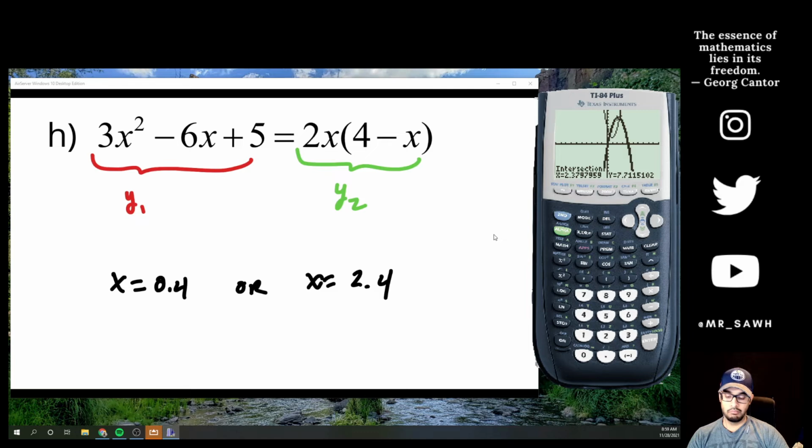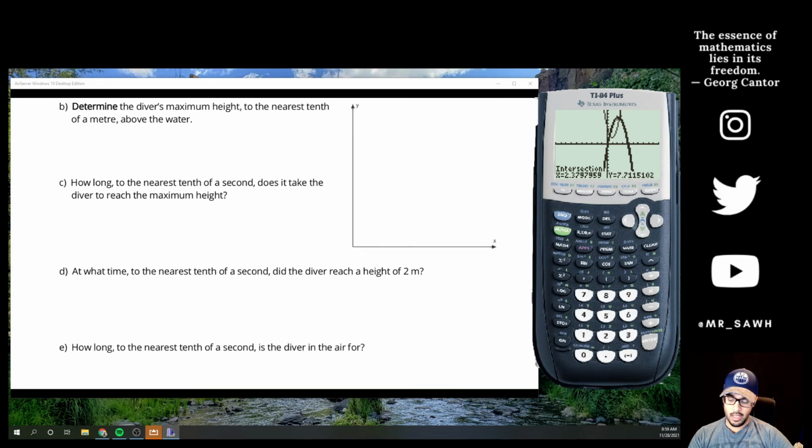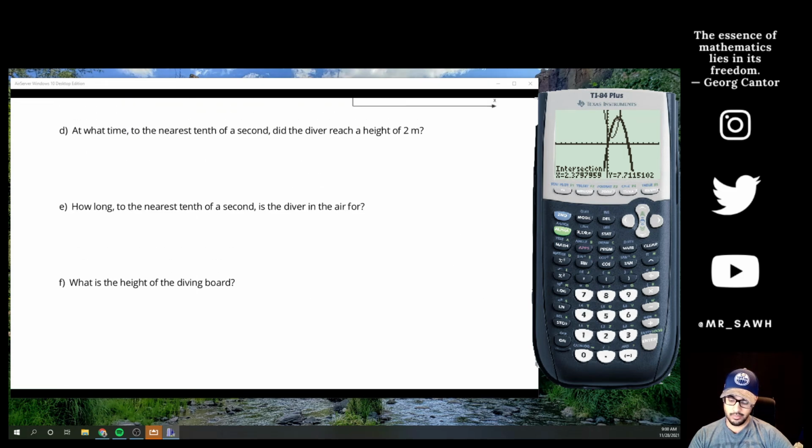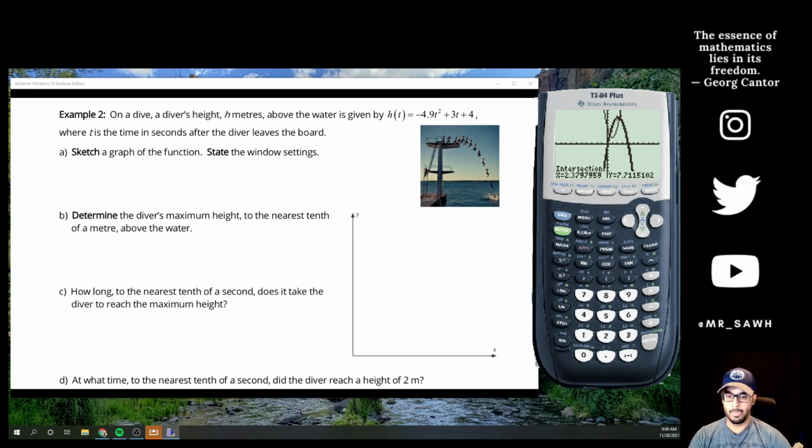Okay. Just like that, I can find out the solutions very quickly to these quadratic equations. If it's equal to something that's non-zero, intersection is the calculator feature. If it's equal to 0, zero is the calculator feature that you're going to use. We can do this with applications as well, because these really get into the projectile types of application questions, which are quite common in this course.